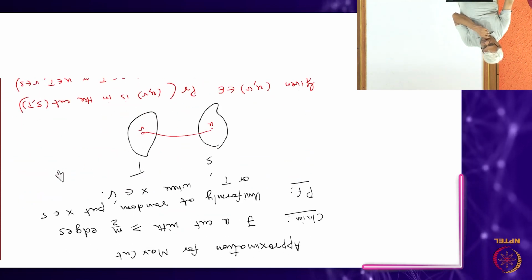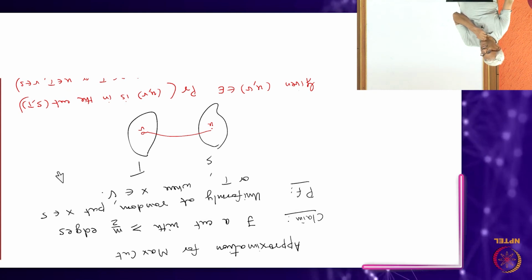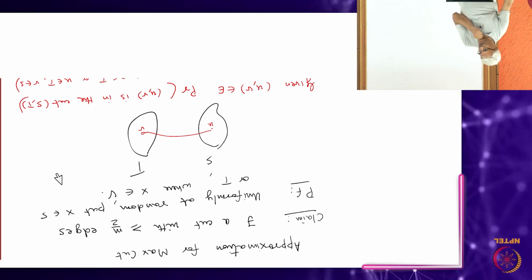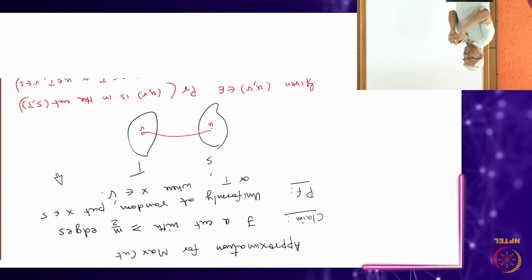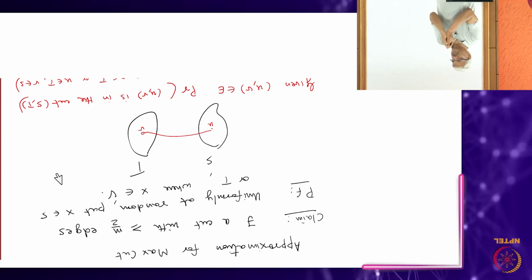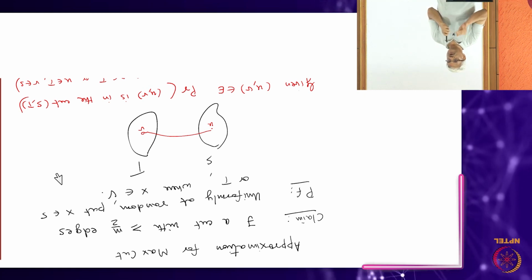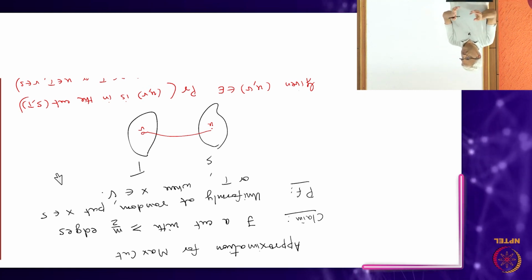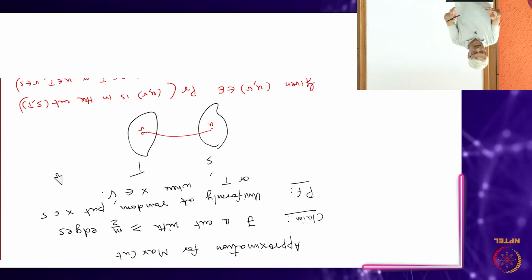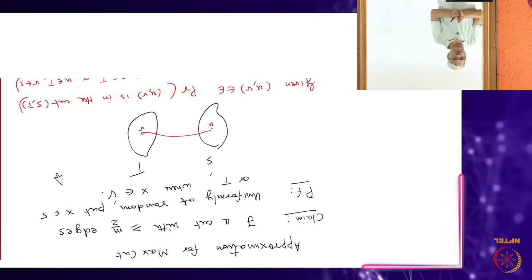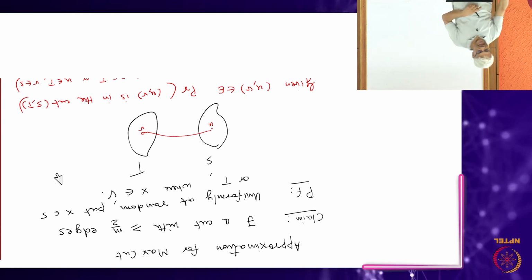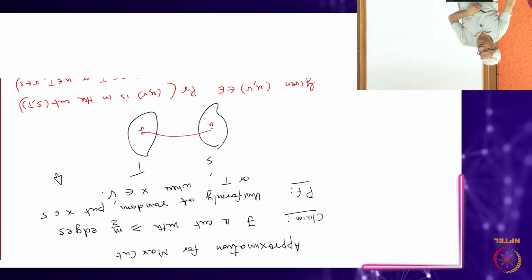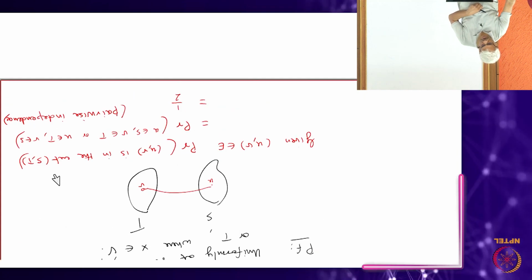Okay, now I claim that I have proved the claim. Is that true? What I wanted to show is that there exists a partition which has at least m over 2 edges. But what I really showed is that I did a random experiment, and in this random experiment the expected number of edges across is exactly m by 2. Does the claim follow from that? Can somebody give me an argument why?